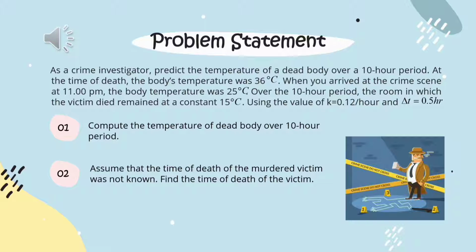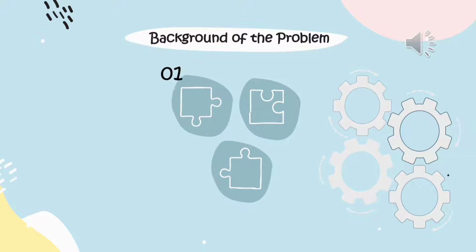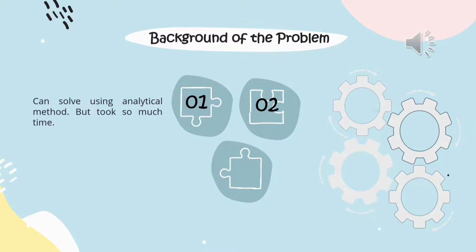Using the value of K equal to 0.12 per hour and delta T equal to 0.5 hour, we have to compute the temperature of the dead body over the 10-hour period, and we need to find the time of death of the victim. So, before we solve our problem statement, we need to know the background of the problem.